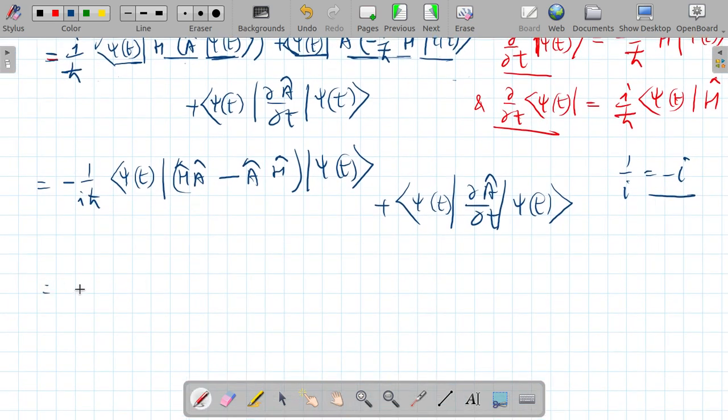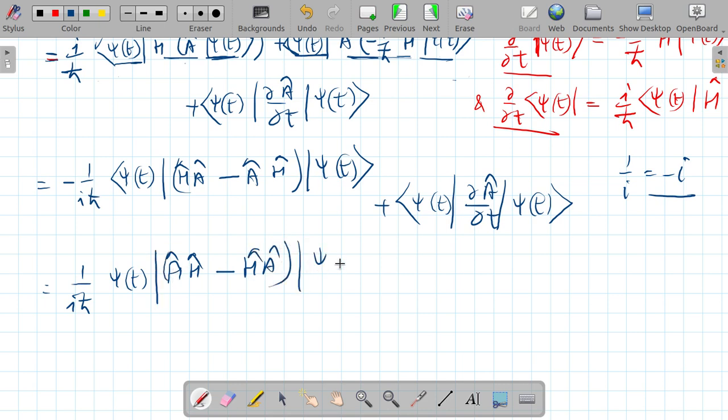So it can be written as, it is HA. If I multiply with a minus sign here, then their sign will change, so it is 1 over iota h cross psi t, it is AH minus HA, plus psi t curly A over curly t into psi t.